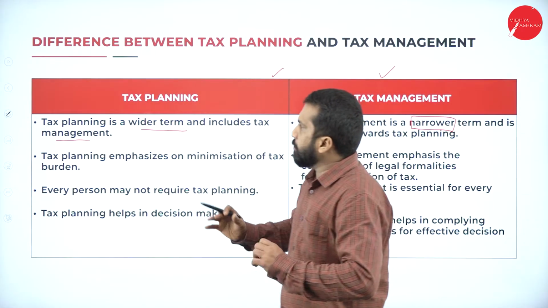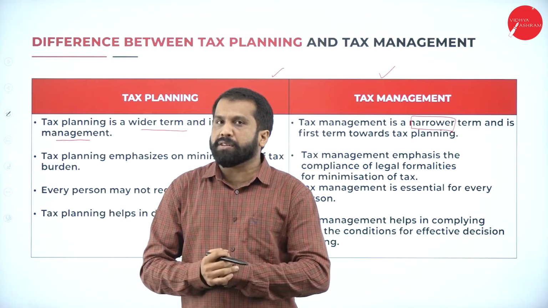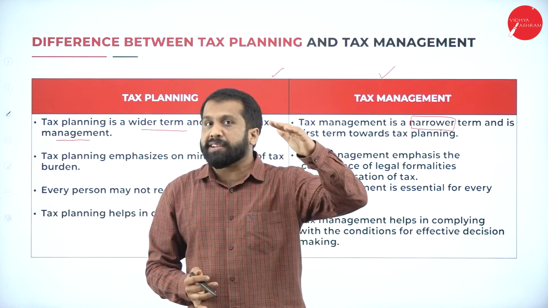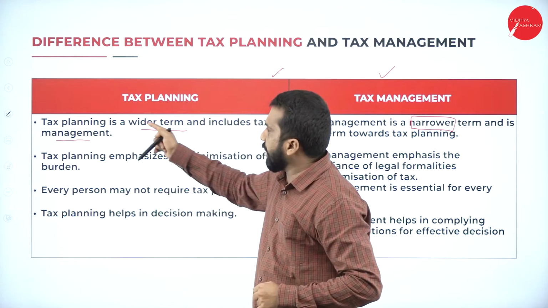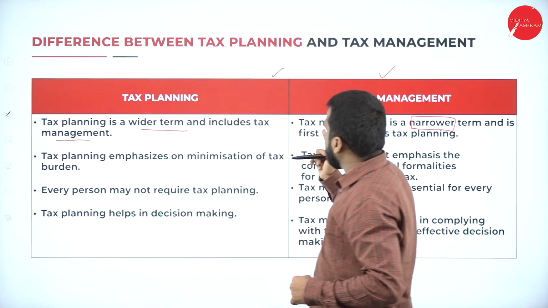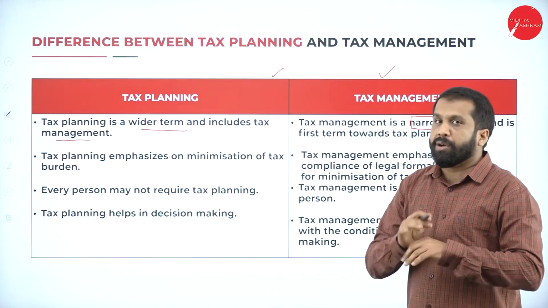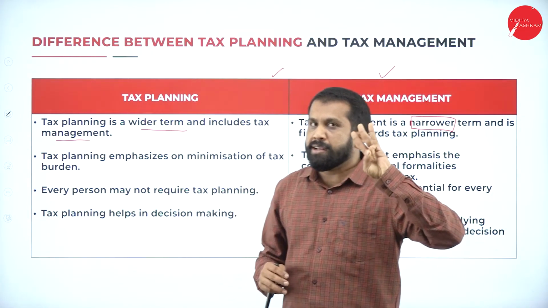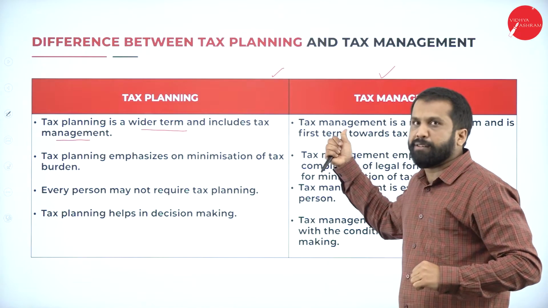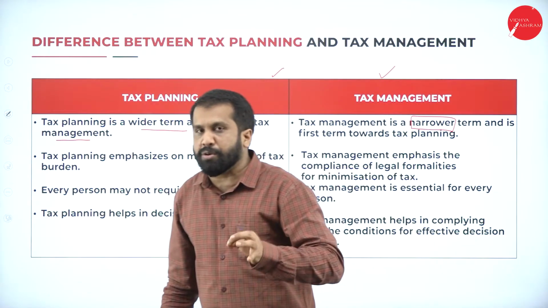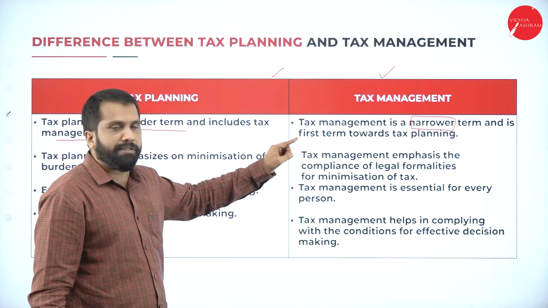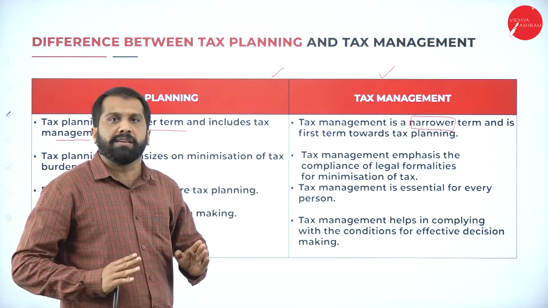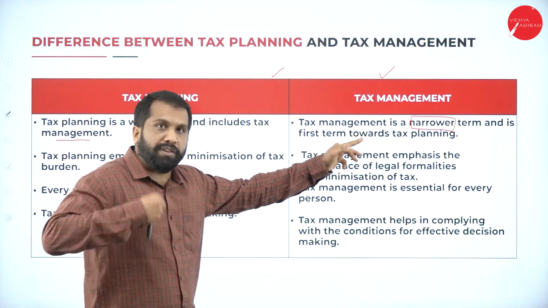Now, wider means what? Tax planning, I told you already, if you go to any CA or chartered accountant, what will they do? They try to reduce your tax. That is called tax planning. What is tax management? On-time payment. If they have given 30th September as your due date, you should file on 30th September itself. If 31st July is your due date, you are supposed to file on 31st July itself, because it is narrow, you cannot make it wider. Whatever rules they have given, we should follow.